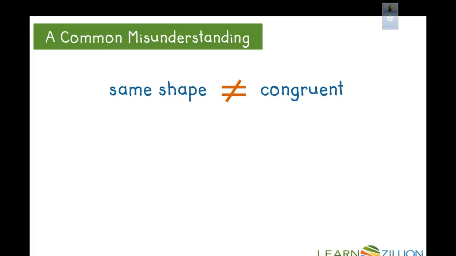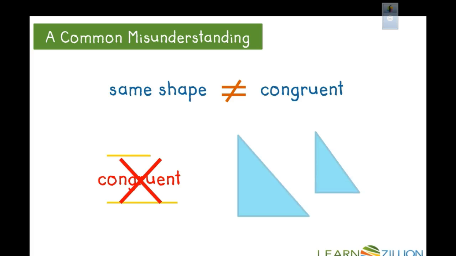A common misunderstanding regarding congruent is thinking that two things with the same shape are congruent. These are both yellow lines, but they are not congruent because one is shorter than the other. These two right triangles have the same angle measurements and are the same shape, but one figure's segments are longer than the other figure's, so they are not congruent.